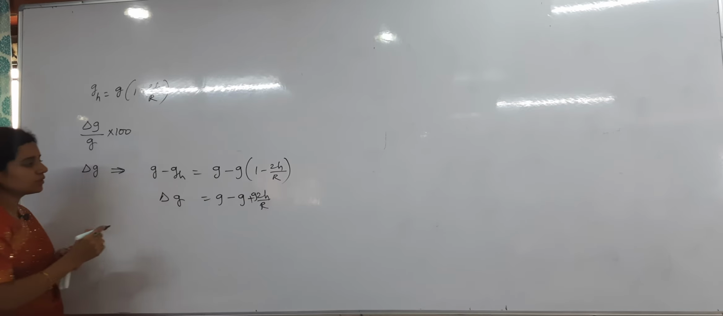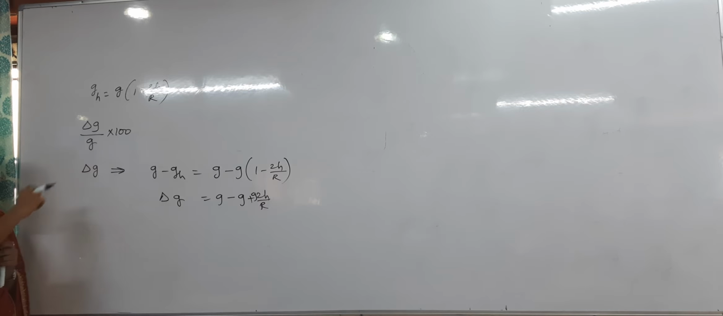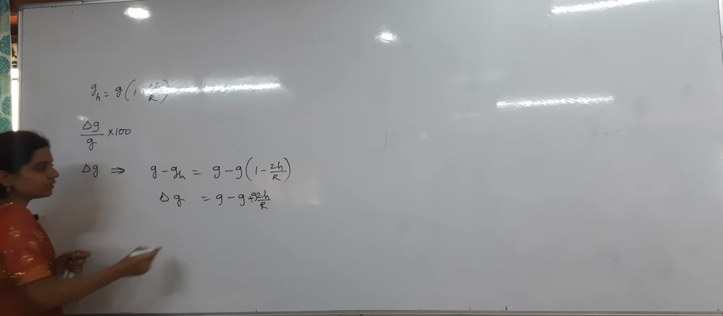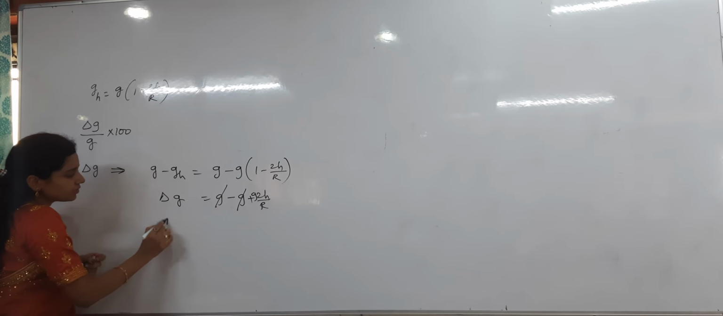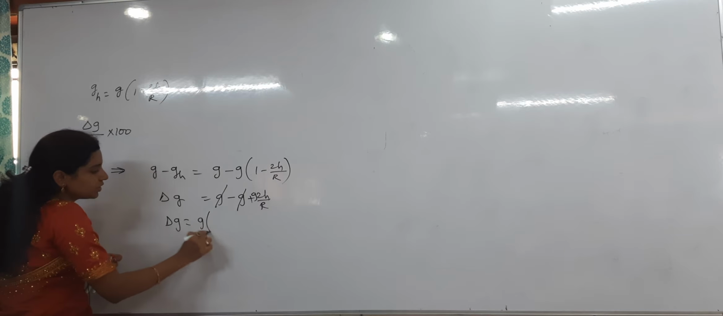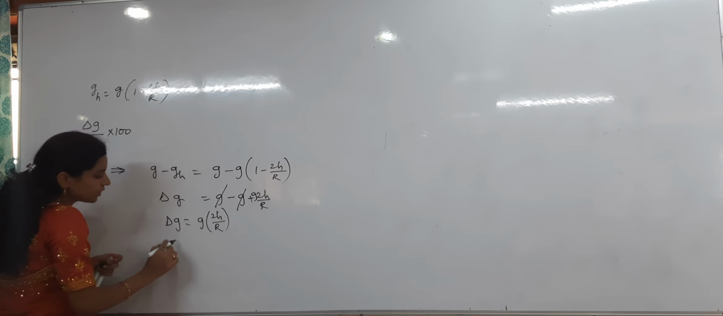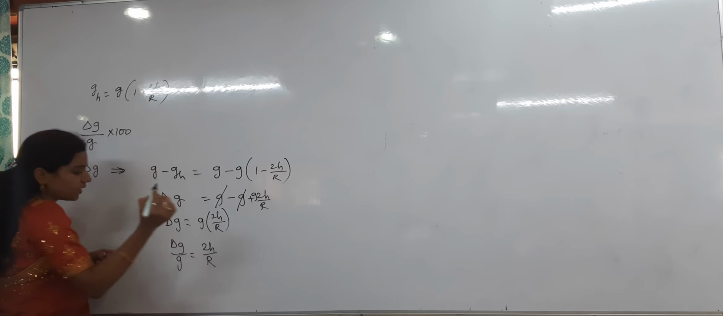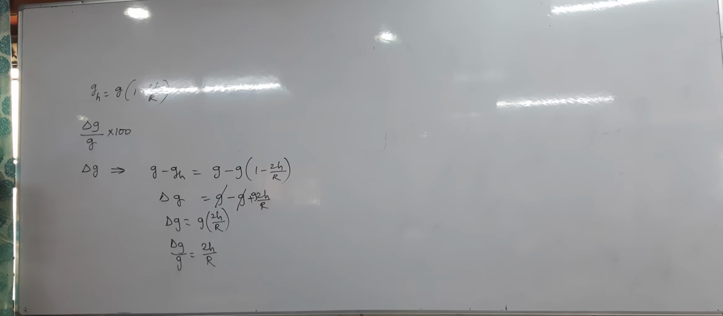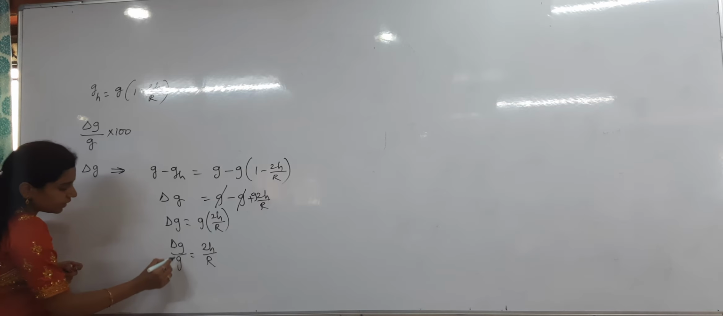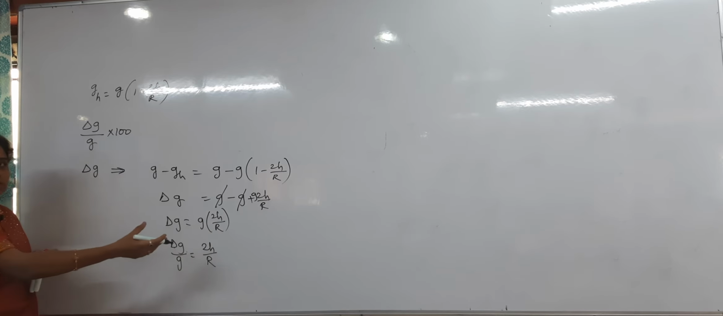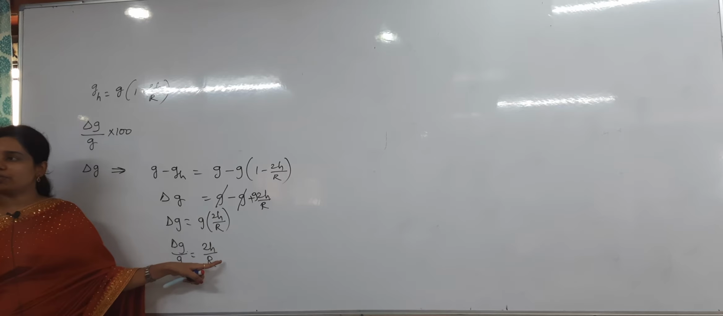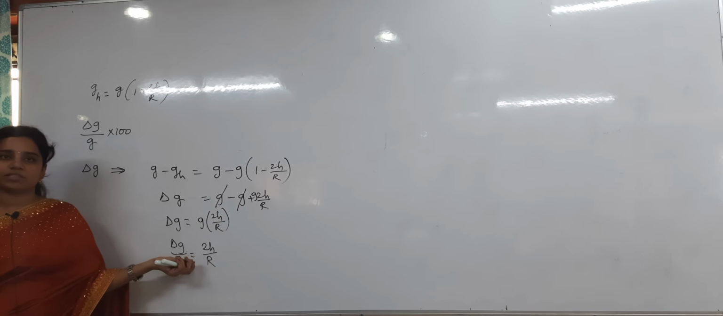At the end of the day I have to get delta G by G. So for that G gets cancelled here. So delta G is equal to G into 2h by R. Then delta G by G is equal to what will we get? Just 2h by R. So this is how you have to do. Then delta G by G is so and so percent at this much of height, it will happen like that. Whenever I give the problem, then you can understand that easily.